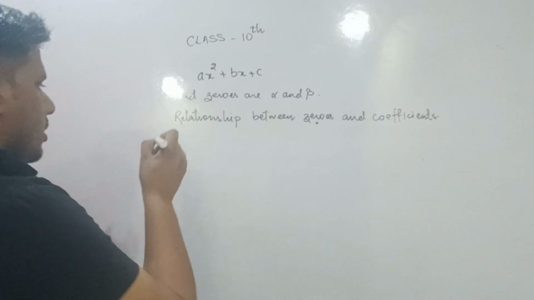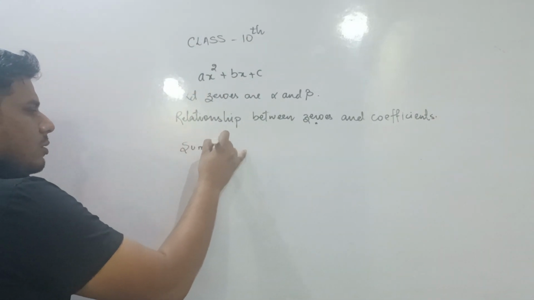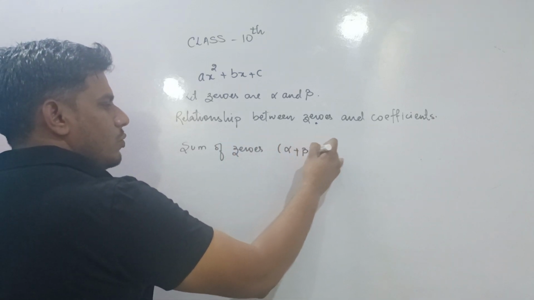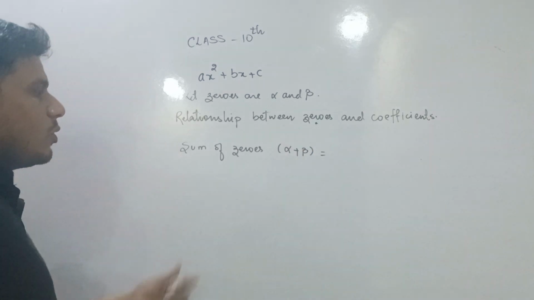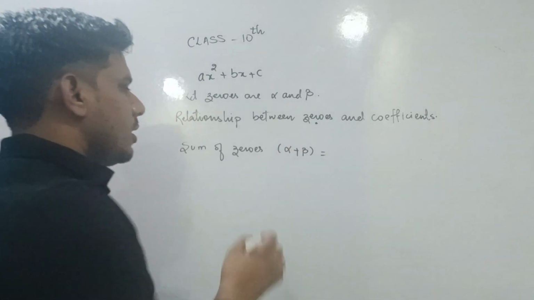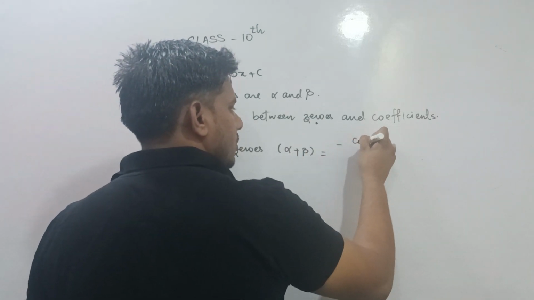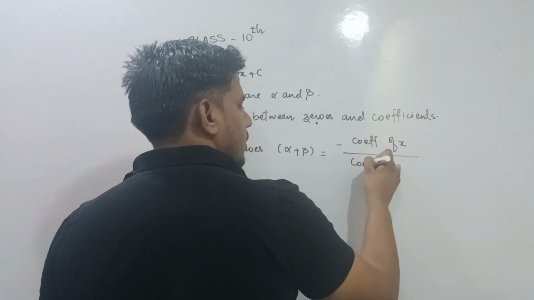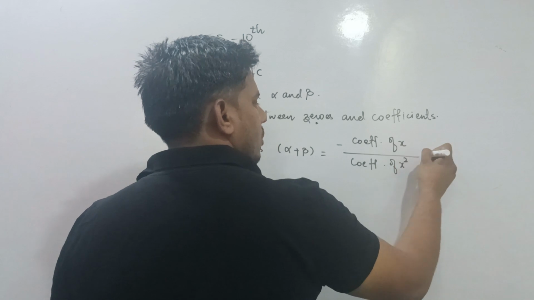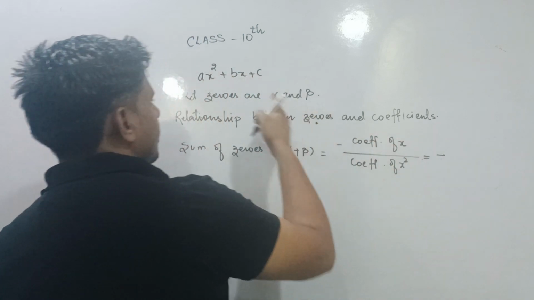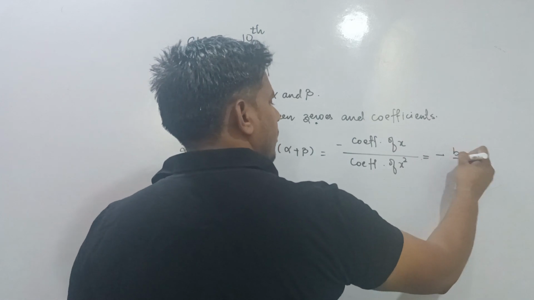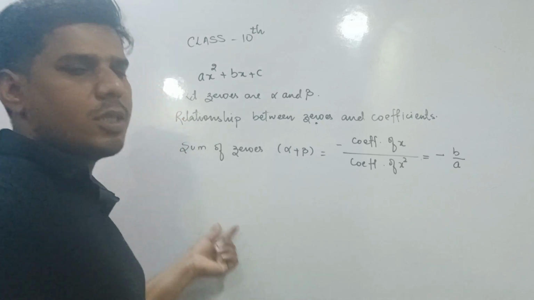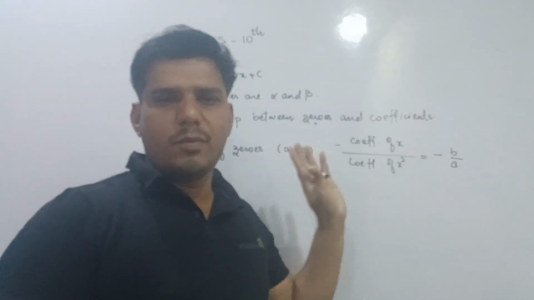So the first relation is sum of zeros. Sum of zeros we can write as alpha plus beta. Two zeros are alpha and beta, and the sum of these two zeros will be alpha plus beta. We can write sum of zeros is equal to minus coefficient of x divided by coefficient of x square. Coefficient of x will be b in the standard form, and coefficient of x square is equal to a. So the simple formula for the sum of zeros, alpha plus beta, is equal to minus b upon a.